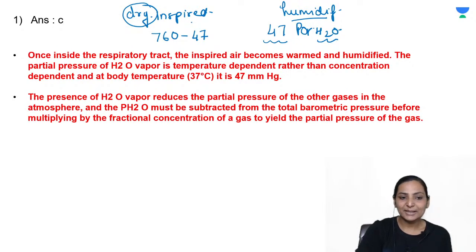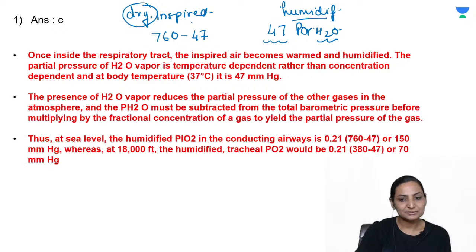So remember, you can calculate the dry oxygen of the inspired air. In that case, the humidification factor, that is the partial pressure of water vapor, has to be subtracted, right? So at sea level, if you have to calculate the humidified partial pressure of oxygen, it will be 21% of 760 minus 47. But when we are moving to high altitude and it becomes 380, it will be 380 minus 47, and further it will be reduced.